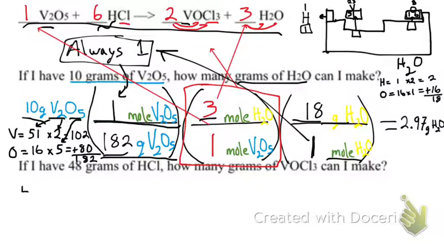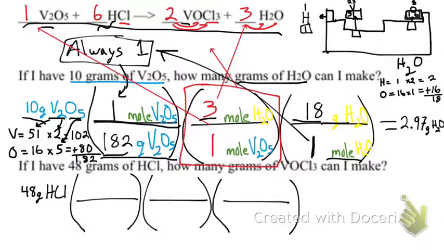And so our next problem tells us that we have 48 grams of HCl. That's our lonely number. It's the only number given in the problem. We know that we're going grams to grams, so it's going to be 3 steps because we want to get to grams of VOCl3. If my lonely number is grams of HCl, there's only one way to cancel grams of HCl. It's with grams of HCl.